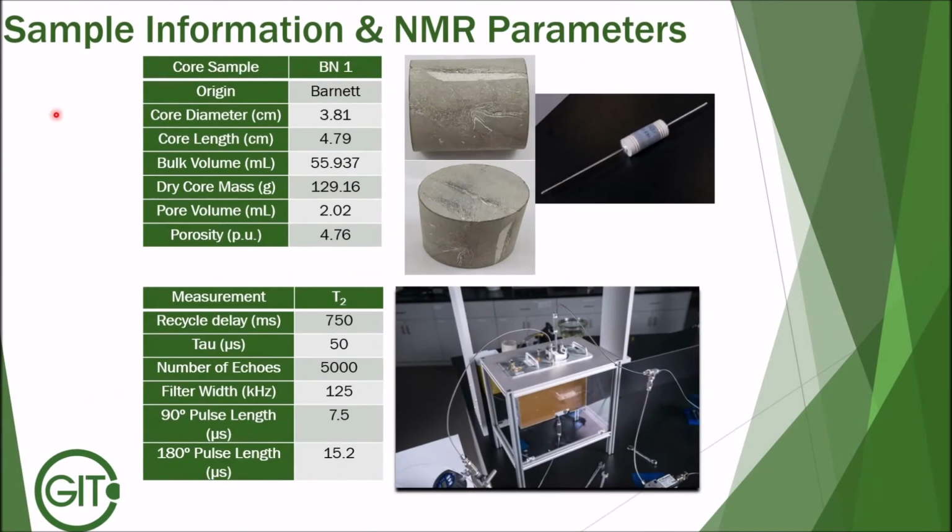The next slide shows some sample information and NMR parameters used for all the data we recorded. So first you can see here that our first sample was a Barnett shale, shown here, and the first thing we did was heat shrink it between two end caps like shown here before it's inserted into our overburden cells like the one shown here.